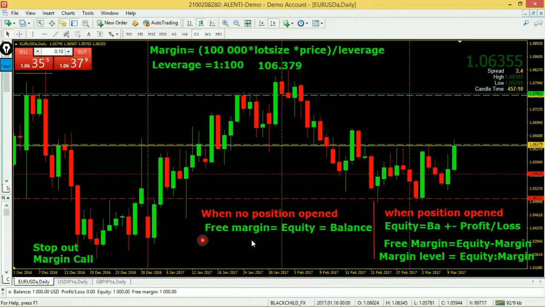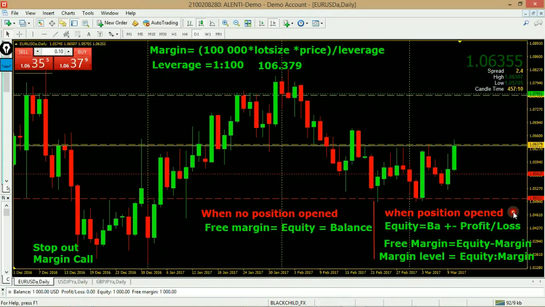Now, to demonstrate some of the other things that I said I would explain, if there's no open position in our platform, initially our free margin will be equal to our equity and will be equal to our balance. So all these three figures will be the same. As you can see underneath here, our balance is 1,000. This is a demo account. Our balance is 1,000, equity 1,000, and free margin 1,000 again. And the profit and loss is 0.